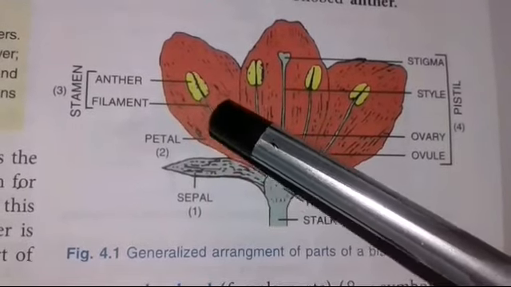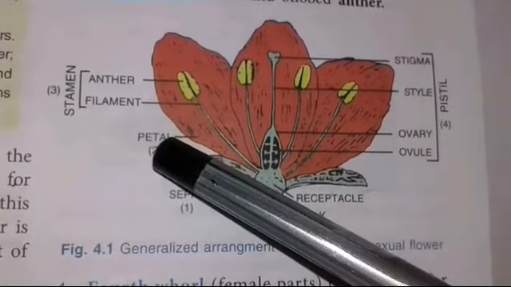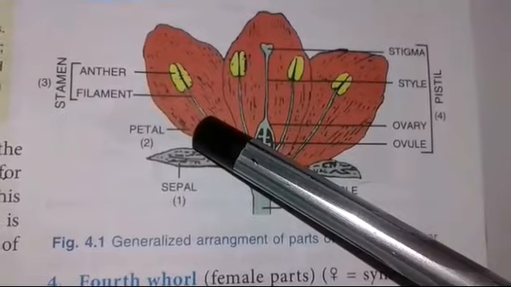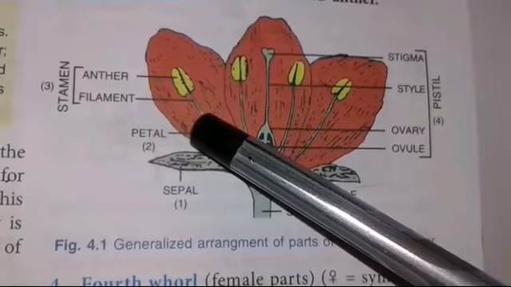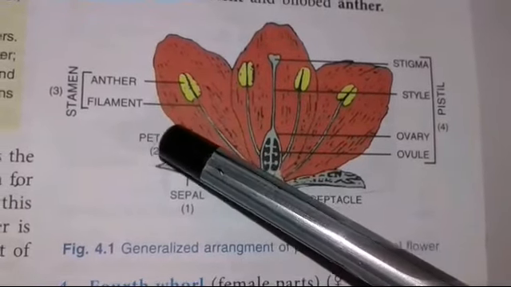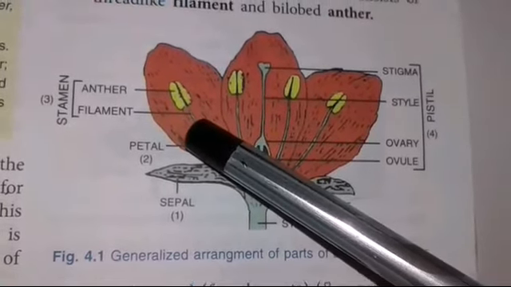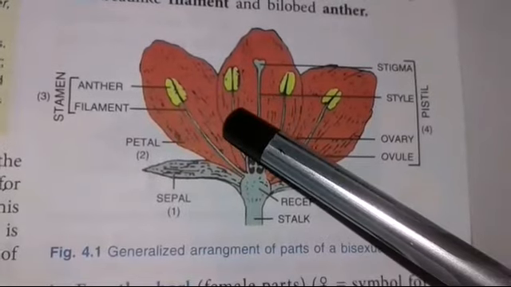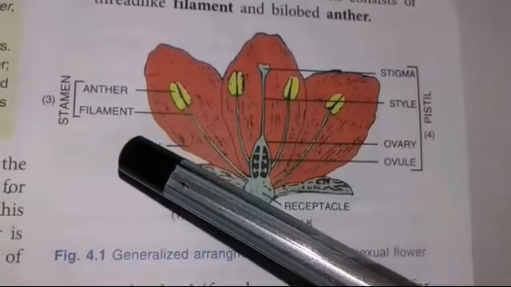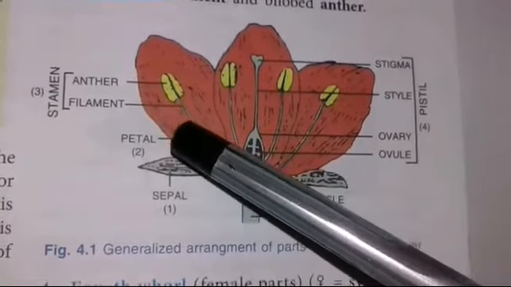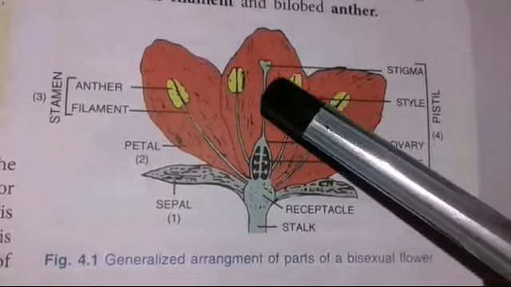The second whorl, inner to the sepals, is called the petals. All the individual petals, when grouped together, form the corolla. Petals are generally brightly colored, which is specialized to attract pollinating agents to carry out pollination. And second, the brightly colored part of the flower enhances the beauty of nature.